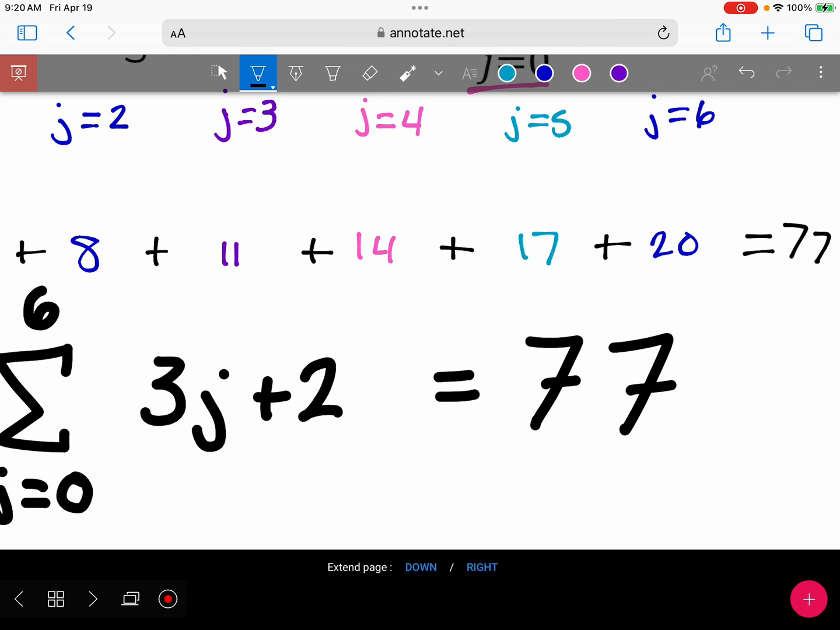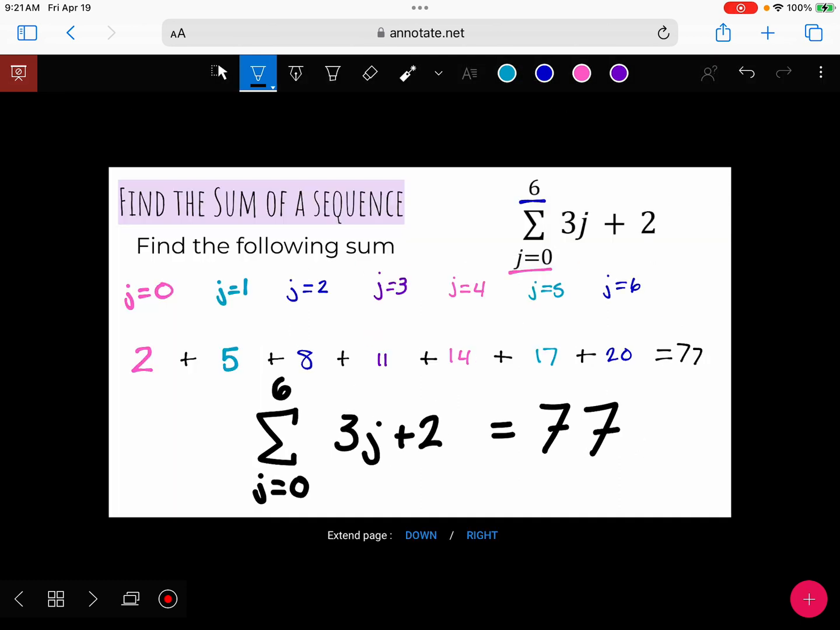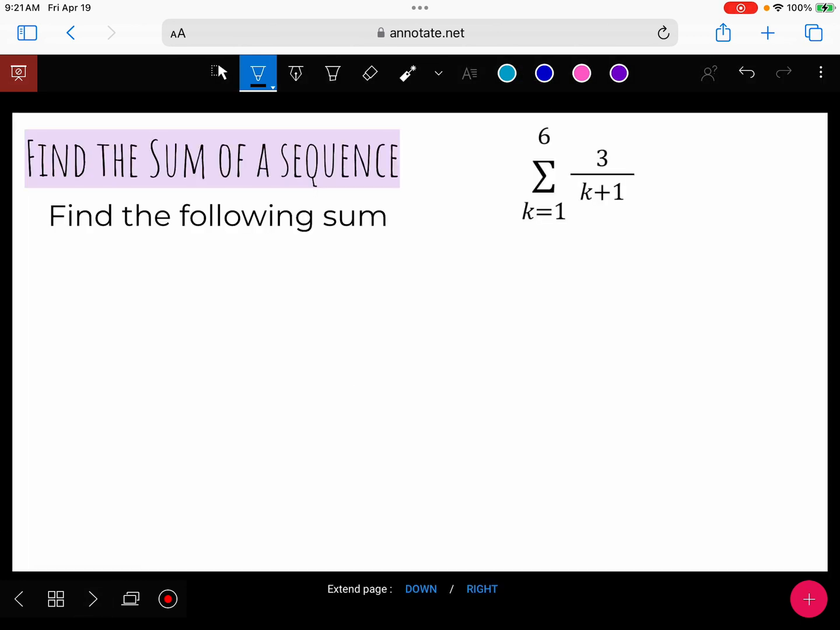Questions on these? They look super complicated and they look super duper showy. The math in them is not hard, but it looks scary. Okay. One more.